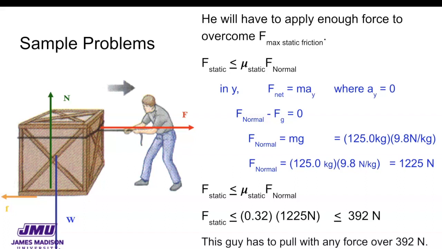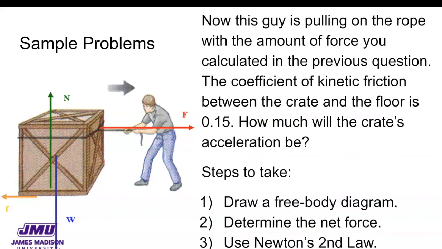which then takes us to the following question. If he does pull with 392 newtons, and let's assume that it's that much once the crate starts moving, the question was, okay, so now that it's moving, it's got this new coefficient of kinetic friction, how much will the acceleration of the crate be if he keeps pulling with that same amount that we just found, the 392 newtons? And it says, draw a free body diagram, of course it's given to us here, determine the net force, and use Newton's second law. So those are the steps that you'll want to use pretty much in any of our force problems.